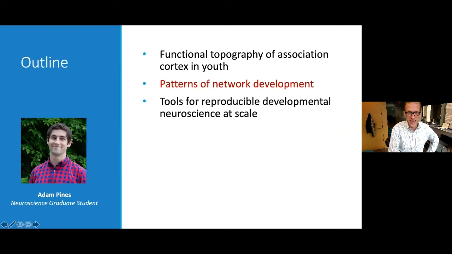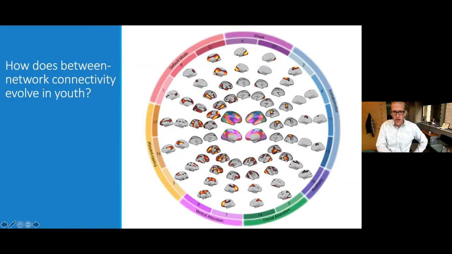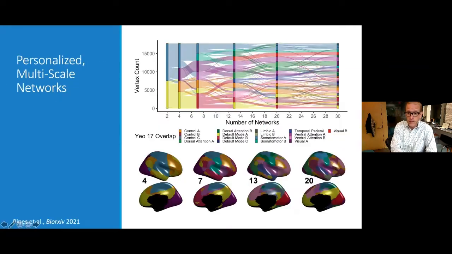All right, so I'll move on to the next section, which features an unpublished project by a fantastic graduate student, Adam Pines, focused on patterns of network development. And I'm incredibly excited about this work, which is currently under review, but also available as a preprint. So in the prior section, I talked about how functional topography of individual specific networks evolves with age. However, one thing that may have occurred to you that we didn't evaluate is how these networks are connected to each other. What is the connectivity between networks, not just the layout of the networks?